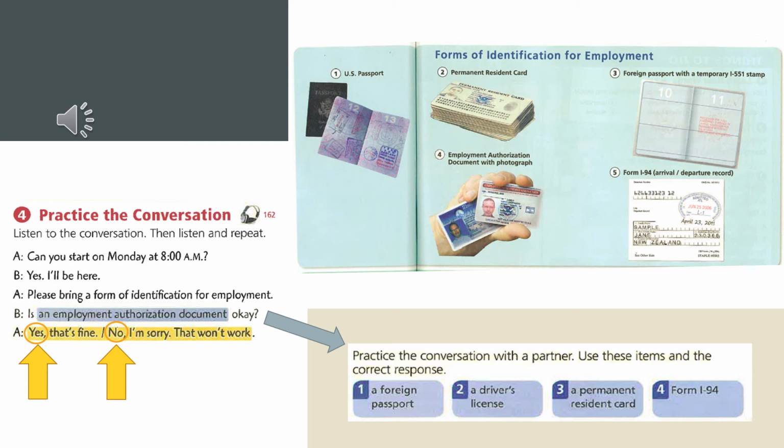Look at the pictures, forms of identification for employment. That will help person A with their response. If they can use the form of identification for employment, then your response will be, yes, that's fine. If the form of identification cannot be used for employment, then you will say, no, I'm sorry, that won't work. You can stop the lesson here and practice the conversation as many times as needed.